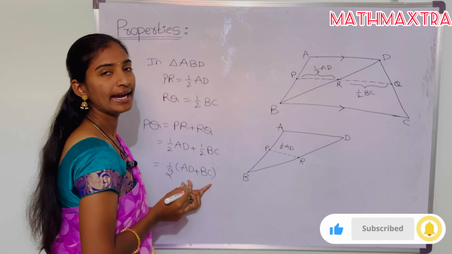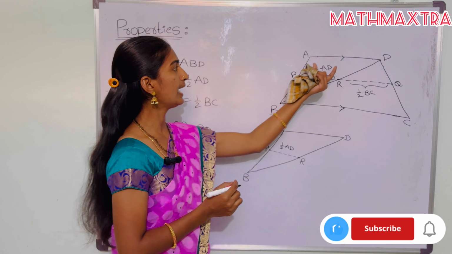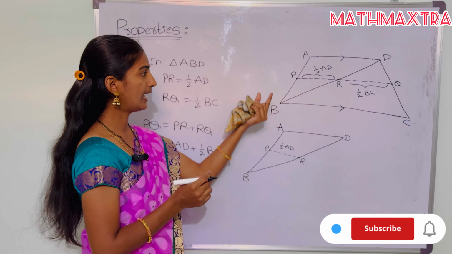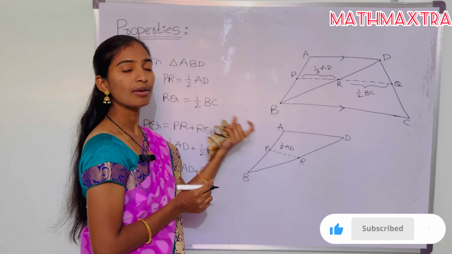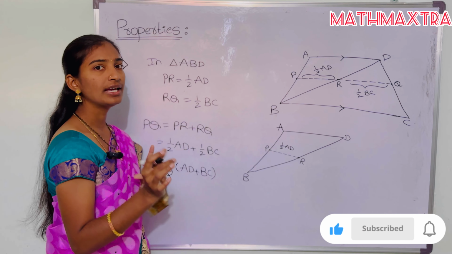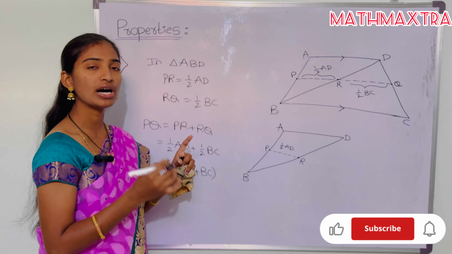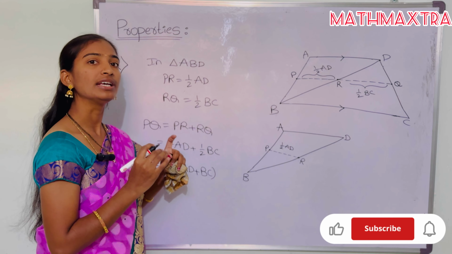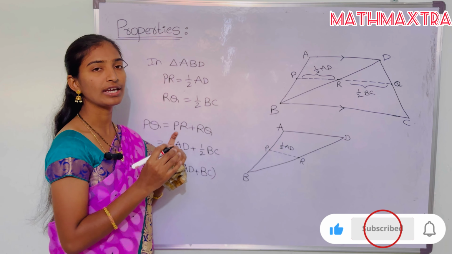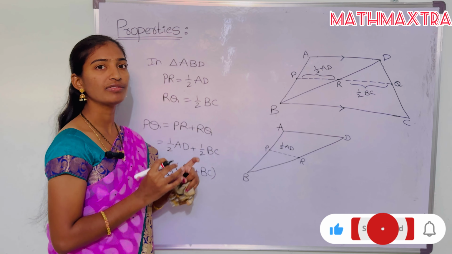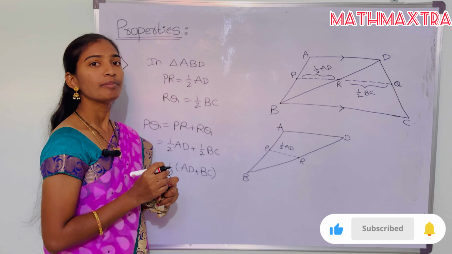Here, what are AD and BC? These AD and BC are two parallel sides, right? So how can we define the length of the median, which is exactly equal to half of the sum of the two parallel sides? If the parallel sides are given, we can calculate the length of the median by exactly half of the sum of the parallel sides.